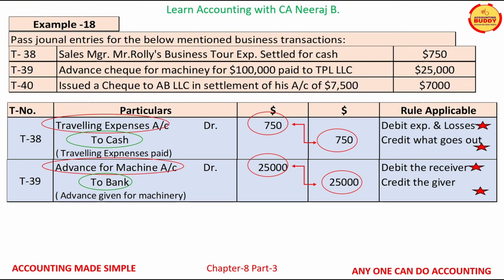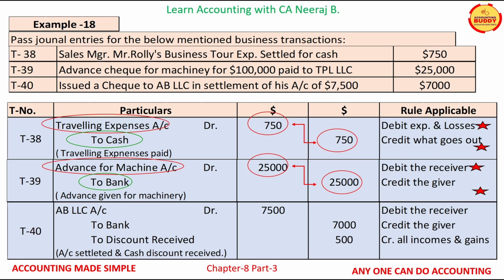Transaction T40 is a check of $7,000 is issued to AB LLC in settlement of their total outstanding amount of $7,500. The accounts affected by this transaction are AB LLC account, bank account, and the discount received account. AB LLC is a personal account. Rule for debiting a personal account is debit the receiver. Bank is again a personal account, and the rule for crediting a personal account is credit the giver. Discount received is a nominal account, and the rule for crediting a nominal account is credit all incomes and gains.